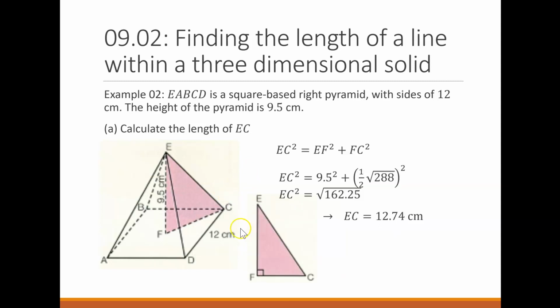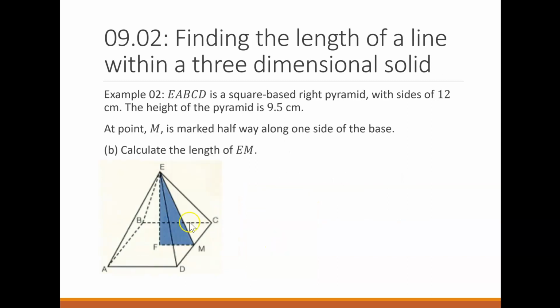Okay, so now that we have FC, we can then solve our triangle to find EC. So that was part A, right? This question had 3 parts to it, though. So we have EC. We also wanted to find the length of EM. So here's my calculation triangle I drew that involves EM. Everybody agree with that? Now, EF is fine. That's the height. We have that. But what's FM?